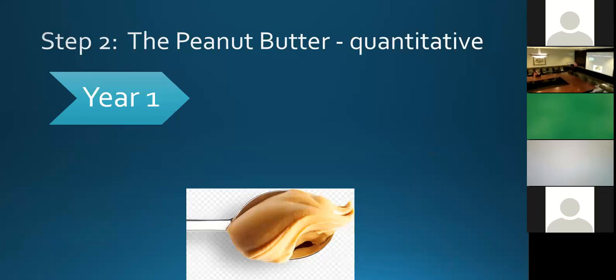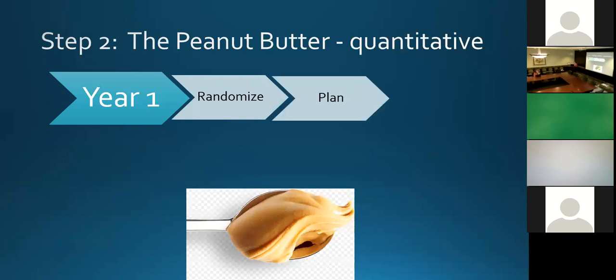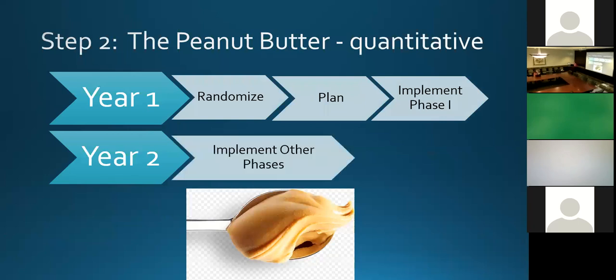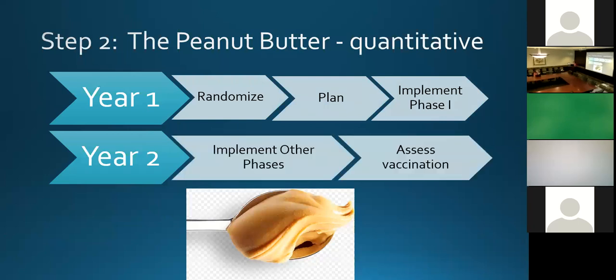Okay, all right, so now we're going to talk about the quantitative piece. So this had several steps. The first step was to randomize, and I'll talk about how we used our qualitative data in the randomization process to plan the specific study activities that we were going to do, to actually implement phase 1 of the project, which was that list of minimum interventions. And then the second year of the intervention part was implementing the other phases and then assessing vaccination status.